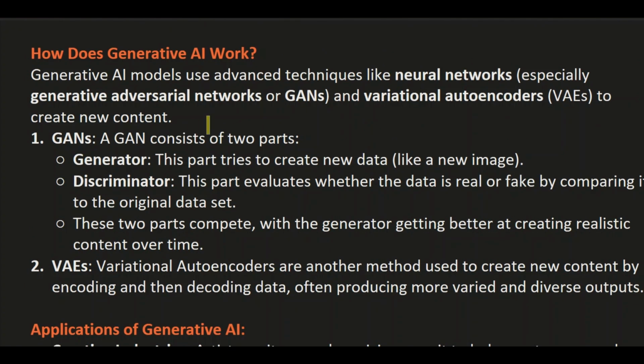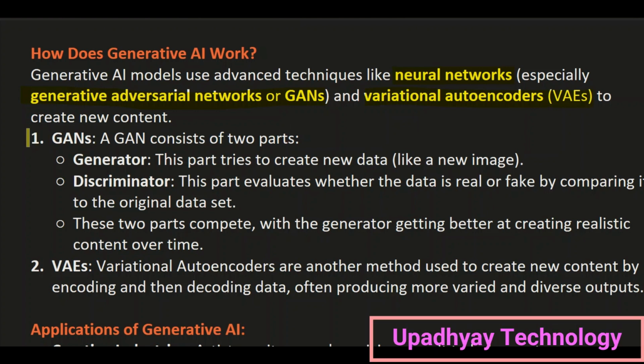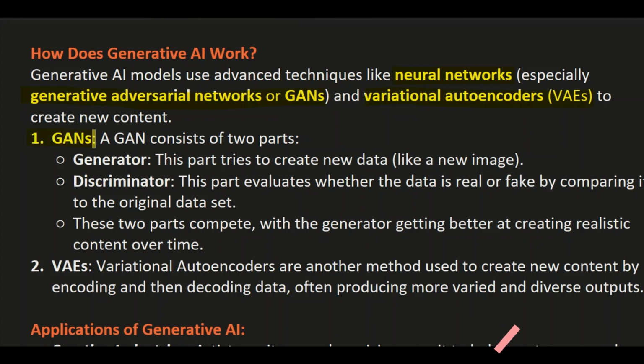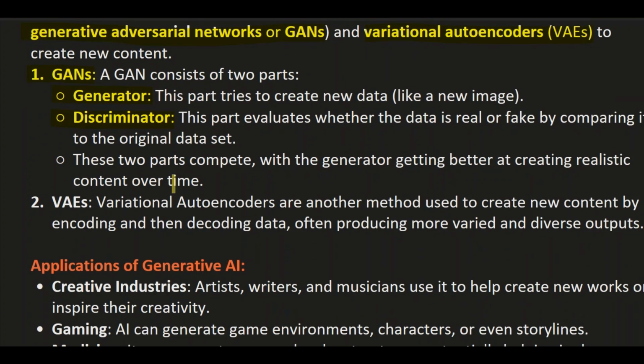How does generative AI work? Generative AI models use advanced techniques like neural networks, especially generative adversarial networks, or GANs, and variational autoencoders, VAEs, to create new content. 1. GANs. A GAN consists of two parts. Generator. This part tries to create new data, like a new image. Discriminator. This part evaluates whether the data is real or fake by comparing it to the original data set. These two parts compete, with the generator getting better at creating realistic content over time.